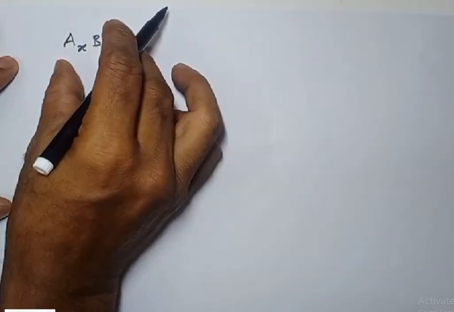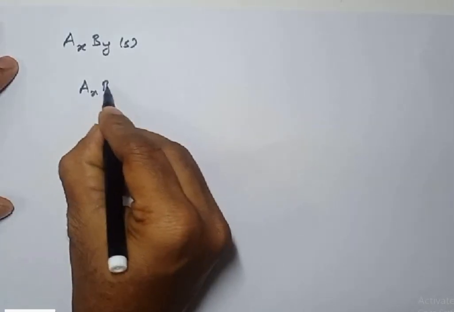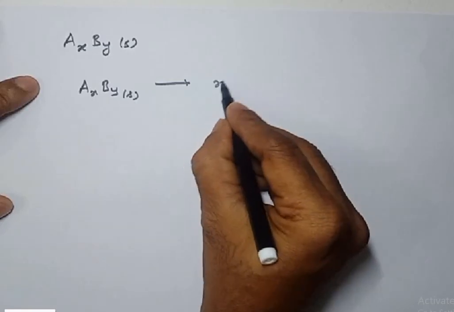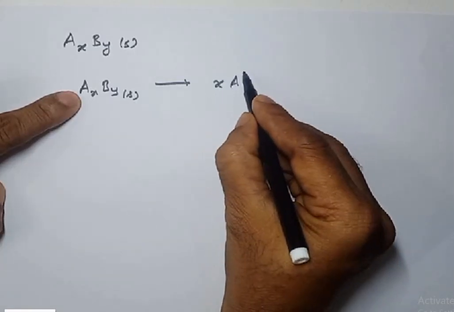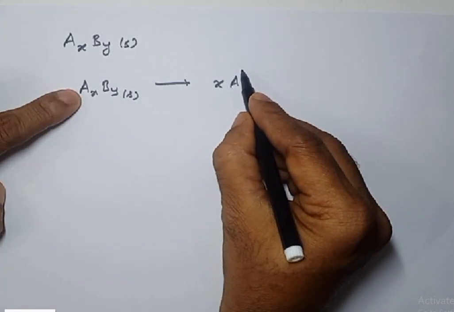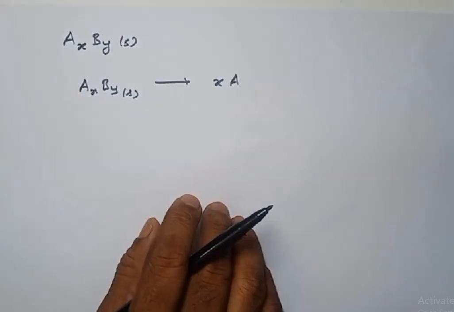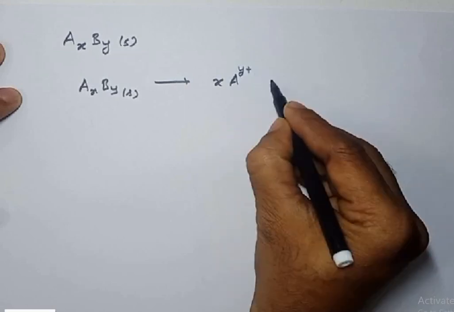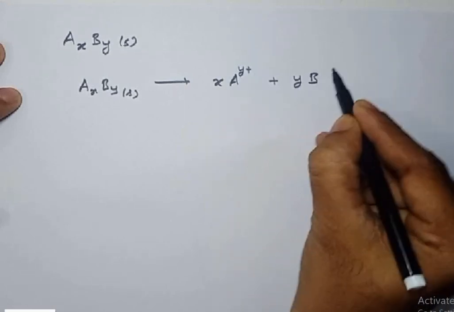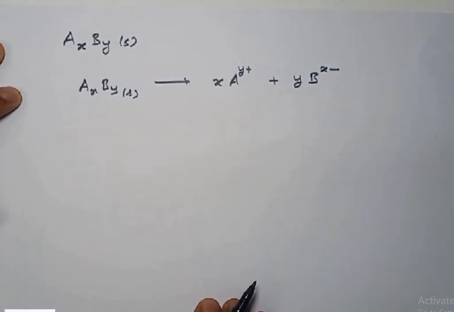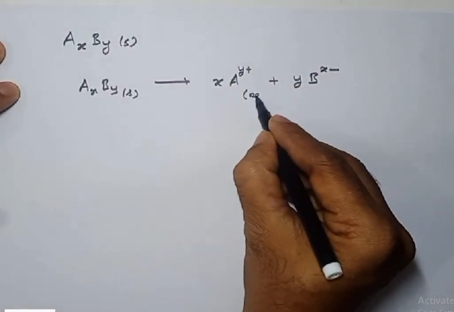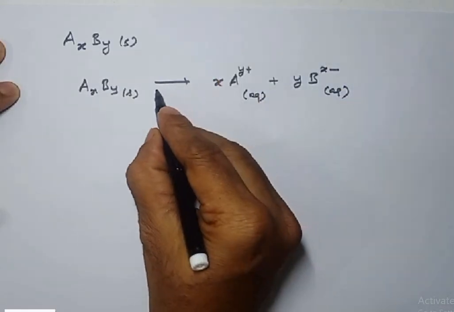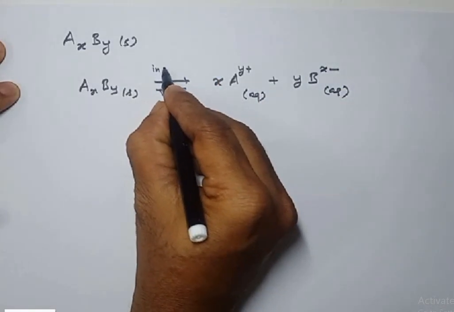Now, if I add this solid in water, it will dissociate and produce x moles of A^(y+) ions plus y moles of B^(x-) ions. These two ions are formed in aqueous medium, and these ions recombine and form the salt. It occurs in water.